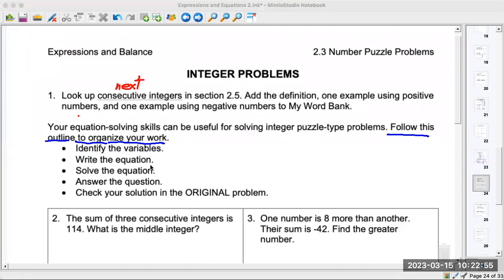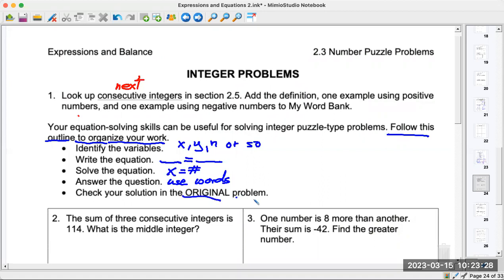Write the equation. An equation is something on the left side equals something on the right side. Solve it. That's the hard part. Find the variable. X is a number, whatever it is. We find out the number for our variable. Answer the question, use words. A lot of students think in math we don't have to do that. Yes, we do. Check your solution in the original problem. So sometimes we do check. It's always in the original problem.